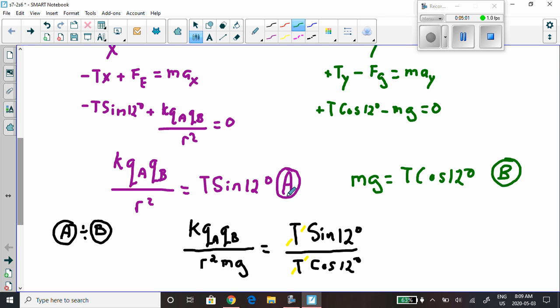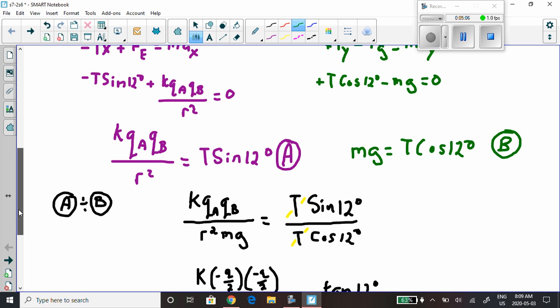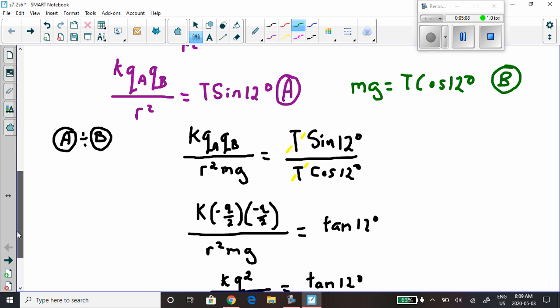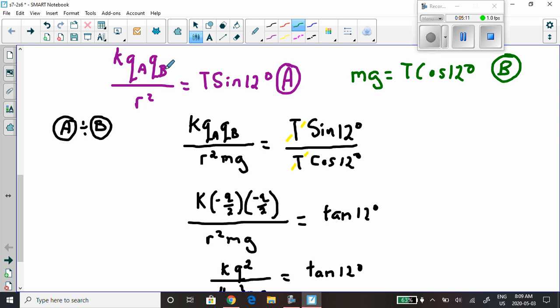I'm going to call the purple equation A and the green equation B, and I'm going to divide the equations. So this side with the k, q a, q b over r squared, I'm going to divide it by mg. This is what I get right here. Then the t sine 12 degrees divided by the t cos 12 degrees. The t's cancel, so sine over cos becomes tan 12 degrees.